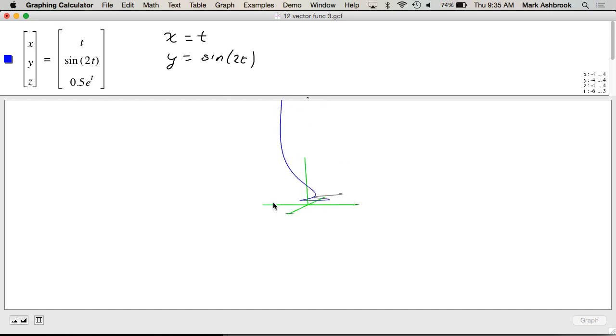Okay, so this helps us to sketch. Given a vector function, it helps us be able to make a sketch of it, right? Easy ones. So that is your task here.